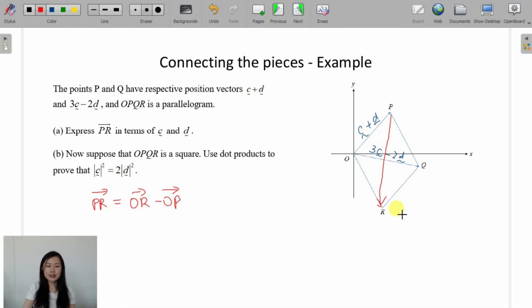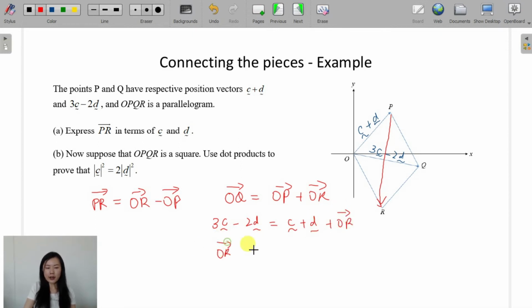Okay, so with that in mind, I'm actually going to find OR first. Now, OR is interesting because I don't know if you notice this is a parallelogram. What happens in a parallelogram? That's actually the addition vector. Or in other words, OQ is actually OP plus OR. Does that make sense? That's the addition vector, okay? And we know what these guys are, so I'm just going to write them in. So that's how we're going to work out what OR is.